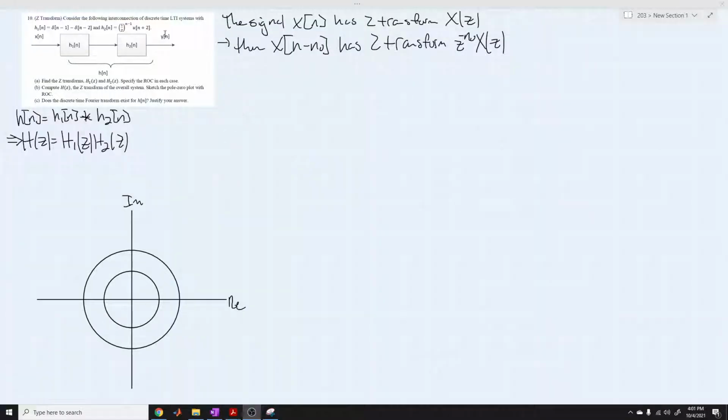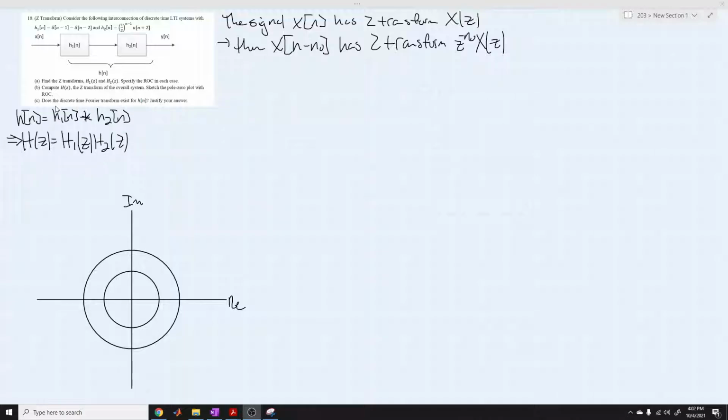All right, question 10. Consider the following interconnection of DT-LTI systems with h1[n] and h2[n]. We want to find the Z transforms of H1 and H2, specify the region of convergence, compute H(z), which is the Z transform of the overall system, sketch the pole-zero plot, and then find out if it has a DTFT.